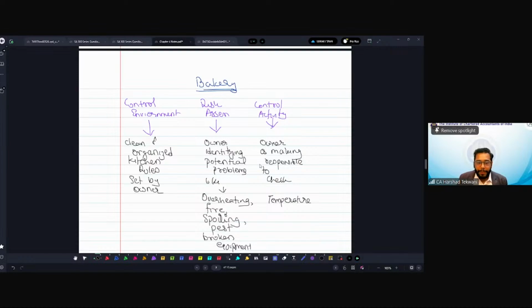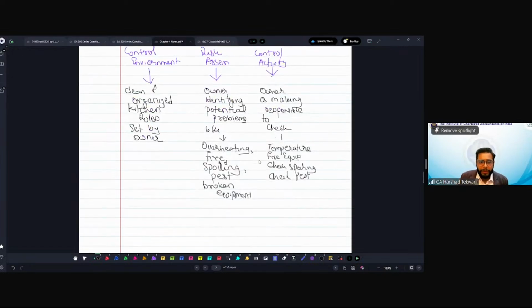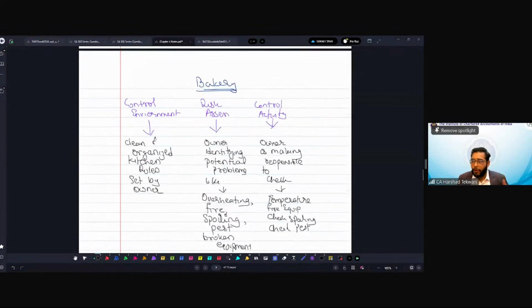Check the fire equipments for fire. Check spoilage. For example, check if ingredients are getting spoiled or something like that. So check spoiling, check for pest, or perform the pest control, something like that. So he's asking his personnel to perform these particular checks. These are the control activities, and someone will review.